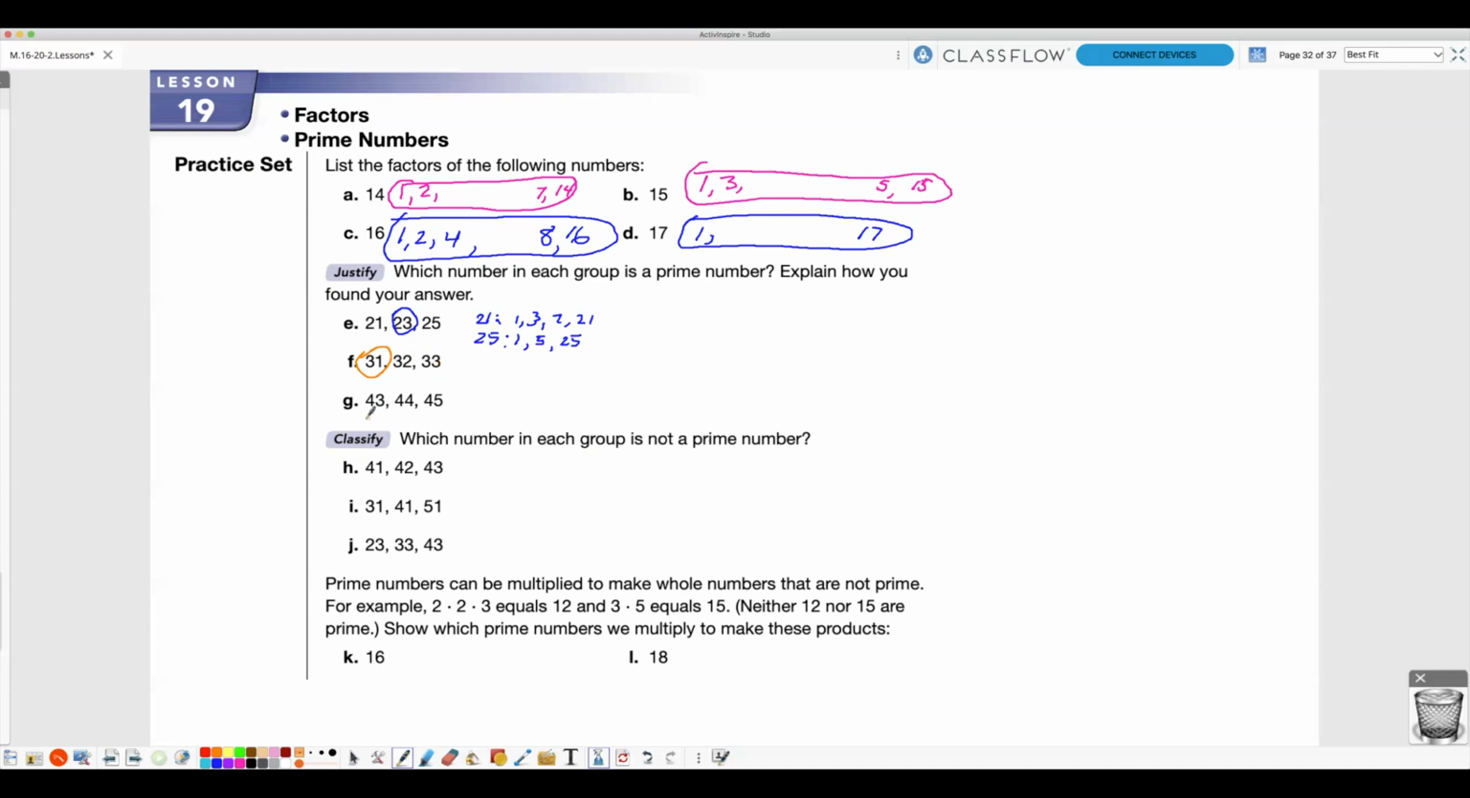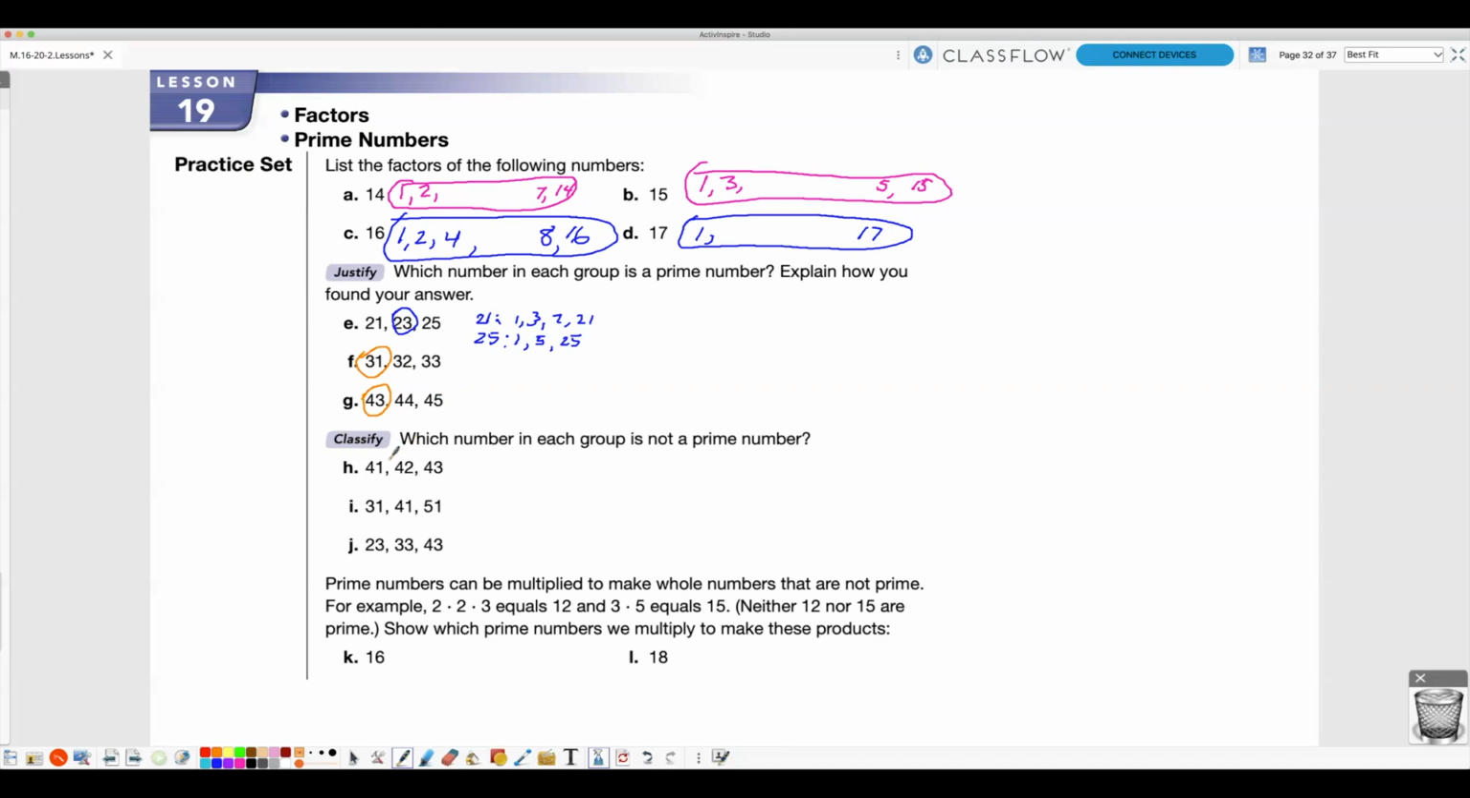Do letter G, 43, 44, and 45. You should have found that 43 is the only prime number. In this case, 44 is divisible by 2, so that makes it have at least 3 factors. 45 is divisible by 9 and 5 and 1 and 45 itself, so that's a lot of factors, and it's definitely not prime.